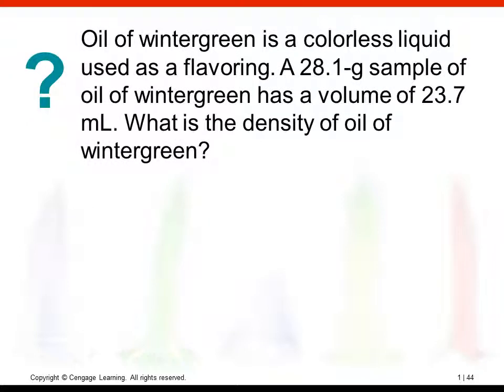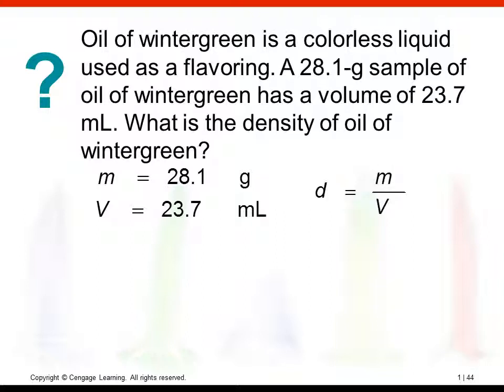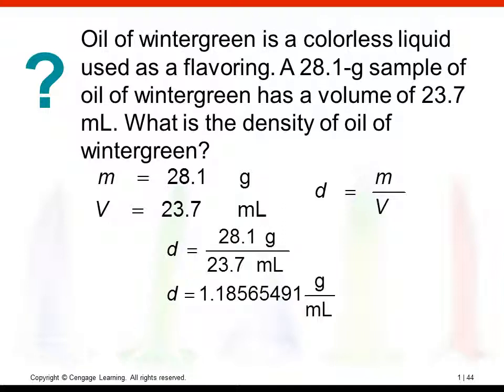In analyzing a problem, you first need to decide what it is you're solving for. The question asks, what is the density of oil of wintergreen? In dealing with density, I have to know mass and I have to know volume, so I'll look for those numbers in the problem. Then I substitute them into my formula and I divide, making sure that you round your answer based upon the significant figure rules we talked about.